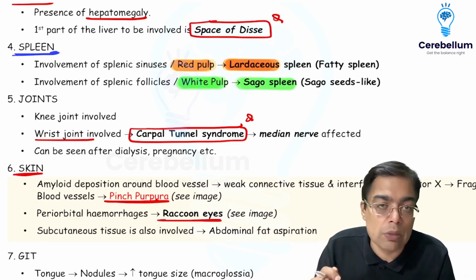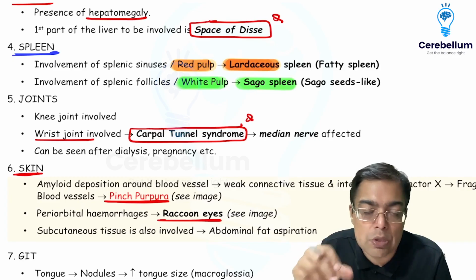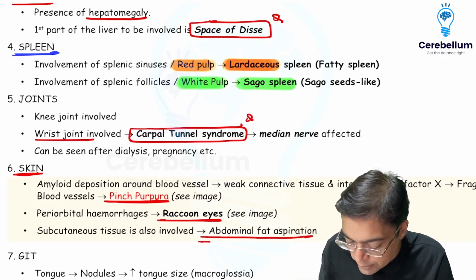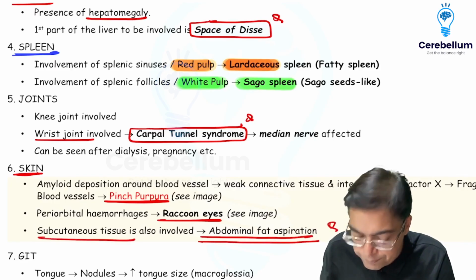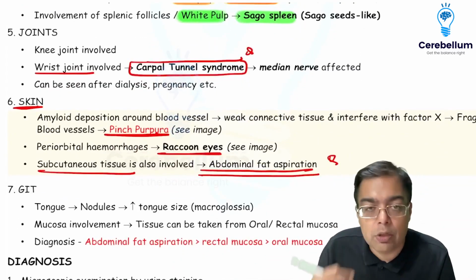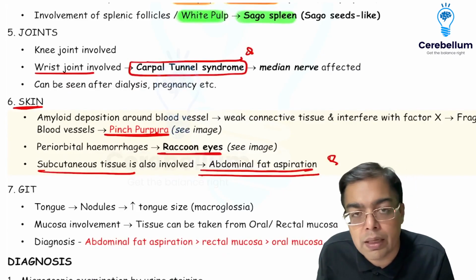Skin involvement is also important because if there is amyloid deposition on the skin, this can be useful for the purpose of abdominal fat aspiration. One of the most common ways by which we make a diagnosis of amyloidosis, especially systemic amyloidosis, nowadays. If we talk about the involvement of the GI tract, that can be in the form of an increase in the size of the tongue, macroglossia, nodular appearing tongue, and a protruding tongue.